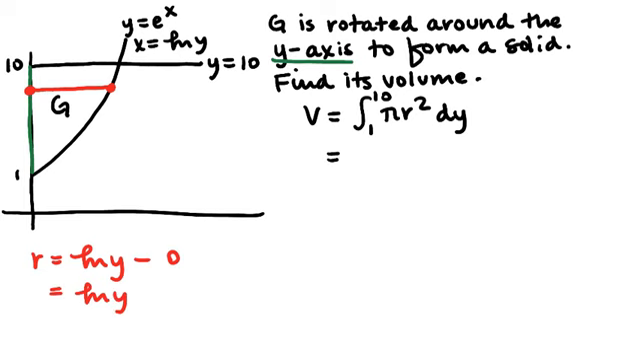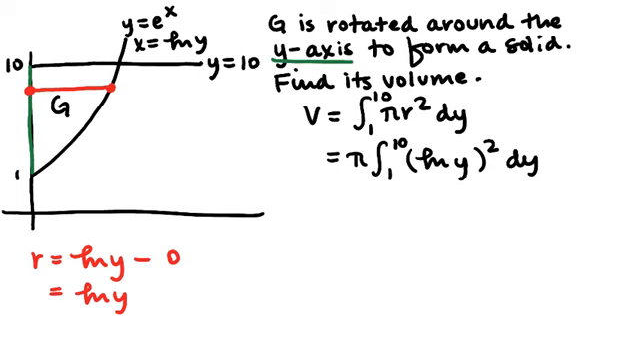So I'm going to factor out the pi. I've got the integral from 1 to 10 of r squared, which is the log of y squared, dy. And now the problem is that you don't know an antiderivative for log yet. You certainly don't know an antiderivative for the log of y squared.